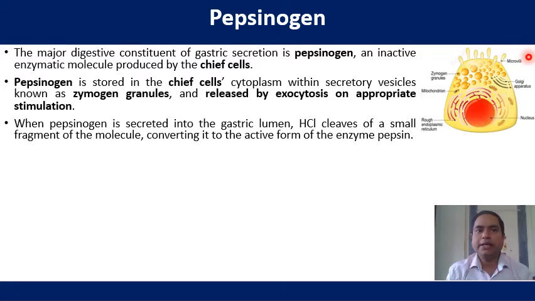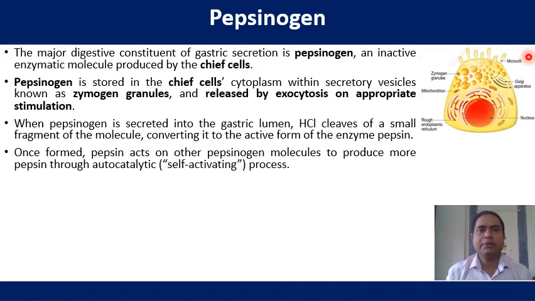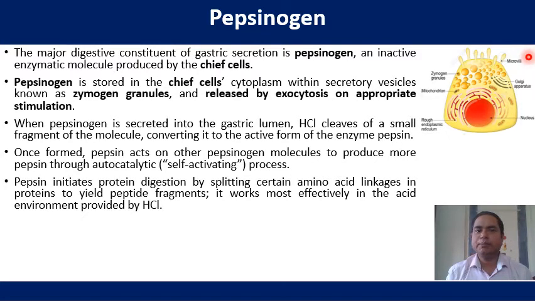And once the pepsin is formed, it acts on other pepsinogen molecules to produce more pepsin molecules through the autocatalytic or self-activating process. So the pepsin initiates protein digestion by splitting certain amino acid linkages in the protein to yield peptide fragments, and it works more effectively in the acid environment which is provided by the HCl.